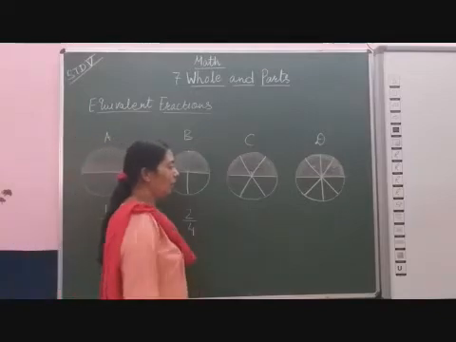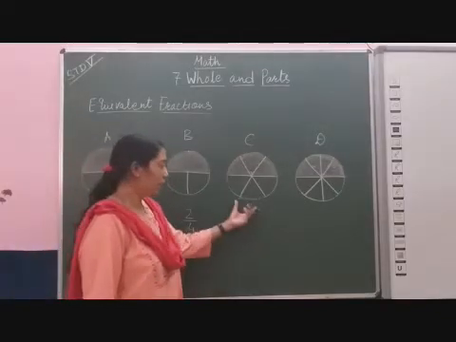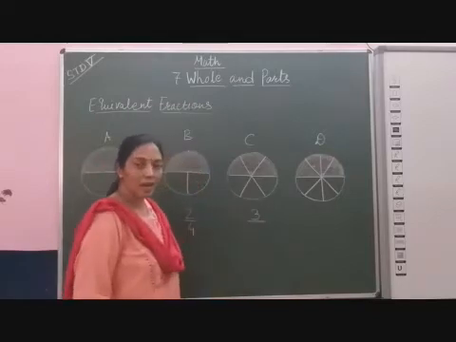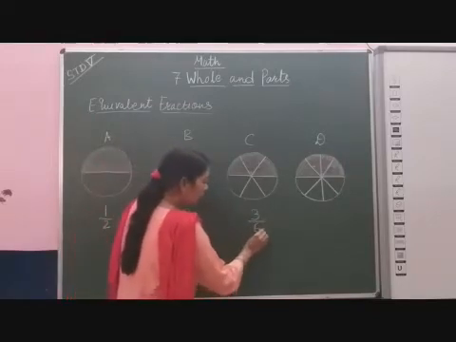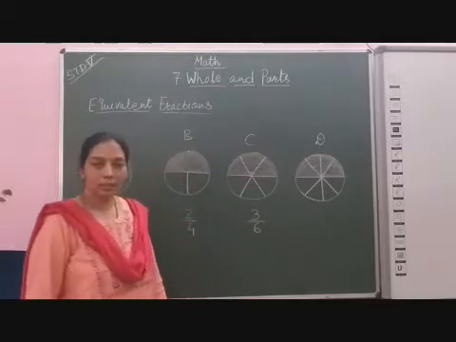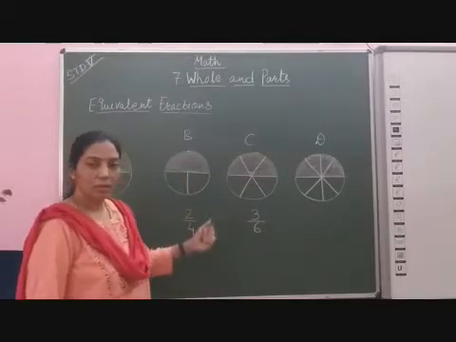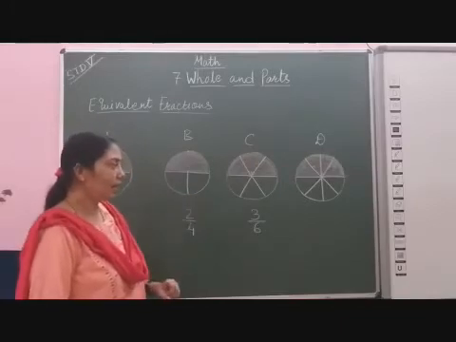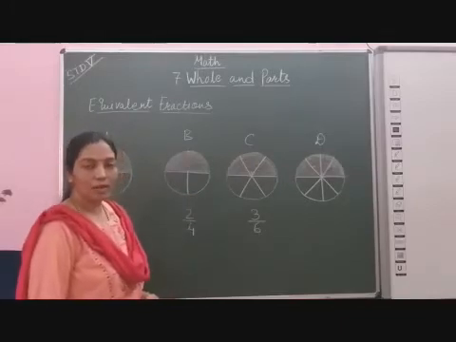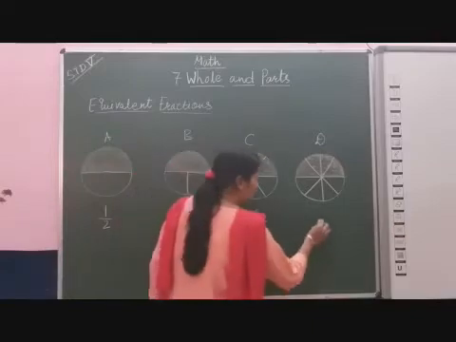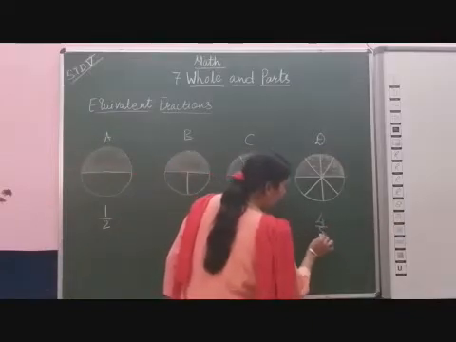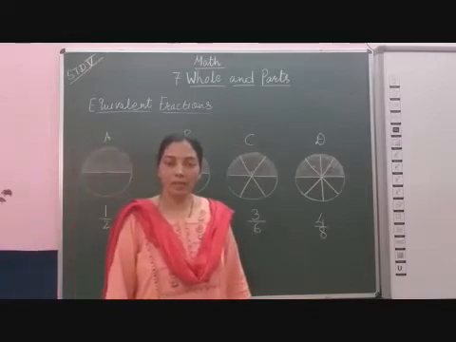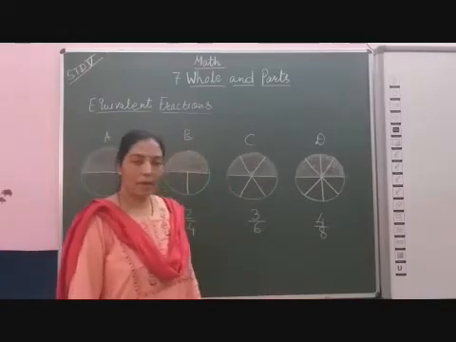Now C boy paints 3 parts and the total number of parts is 6. So 3/6 part he painted. Now D boy paints 4 parts. That means here the total number of parts is 8. So 4/8 part he paints.